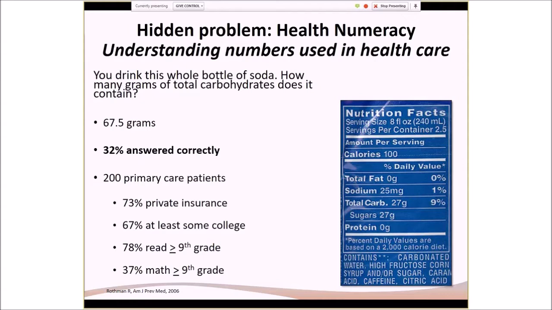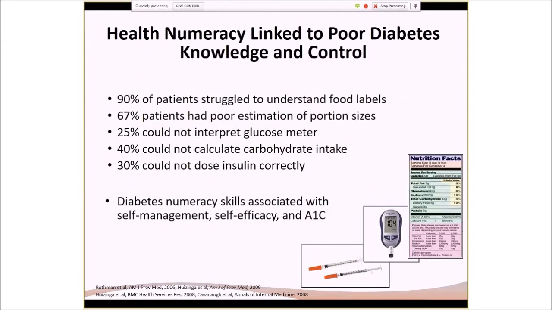Two-thirds had gone at least some college, and almost 80% read above a 9th grade level, but only 37% scored 9th grade or above on a standard math test. So Americans have a lot of problems with math. If you have diabetes, there's a lot of math involved, and Vanderbilt continued to do studies.